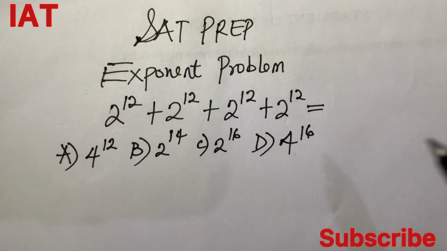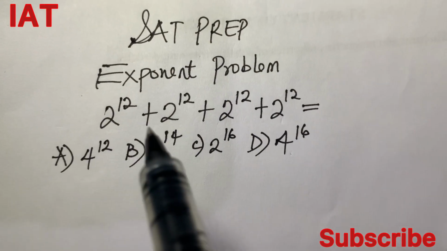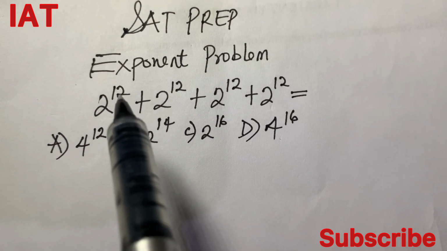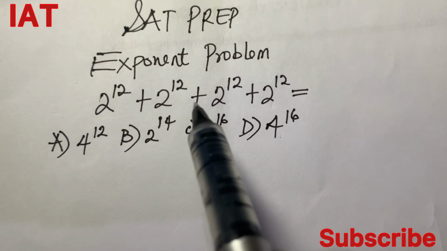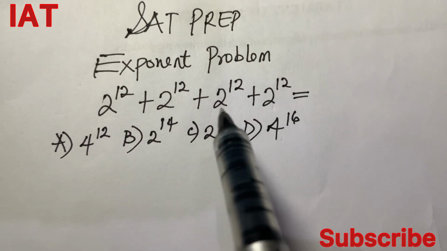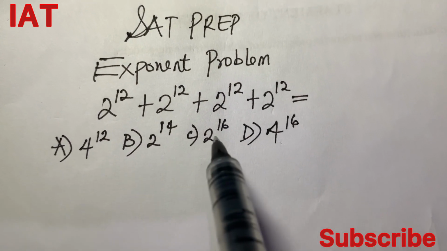Hello smart people, here's a quick SAT problem, and this is on exponents. You have 2 to the power of 12 plus 2 to the power of 12 plus 2 to the power of 12 plus 2 to the power of 12. So how can we simplify this problem to get one of these options?